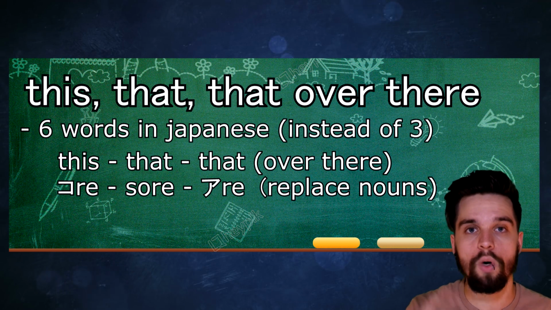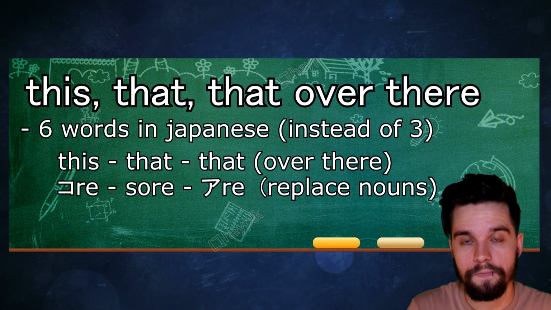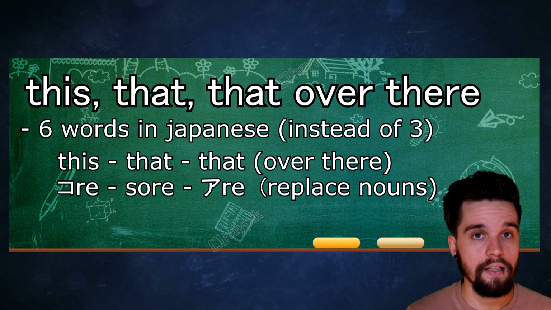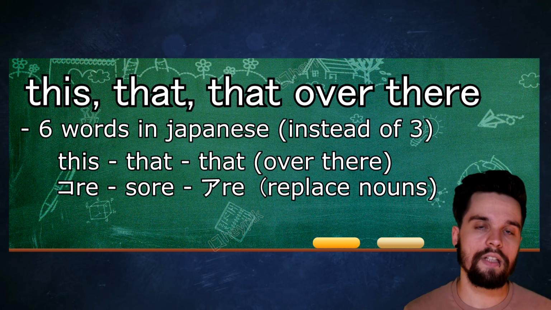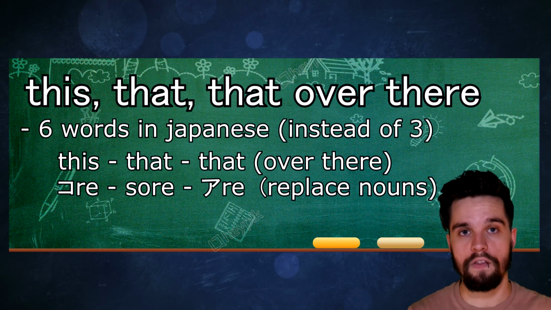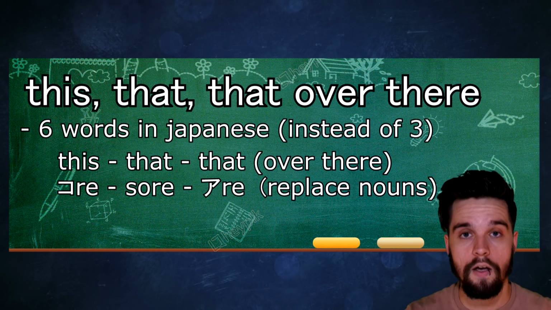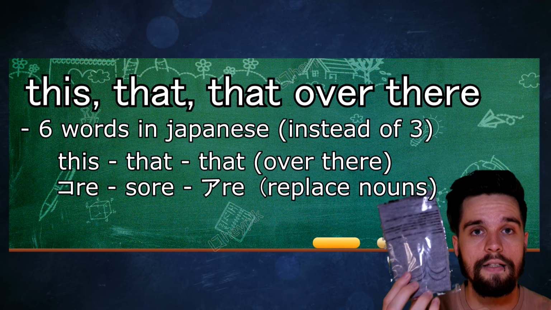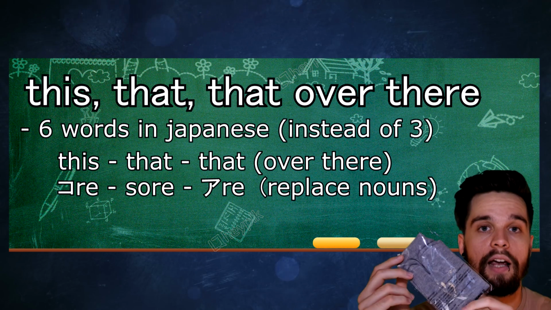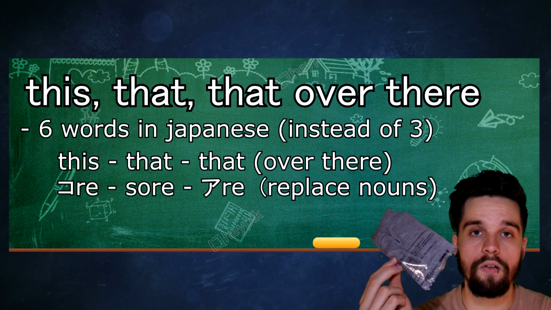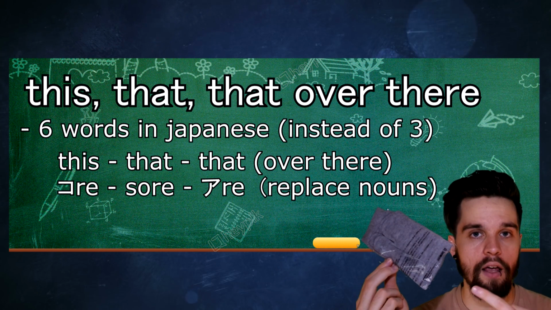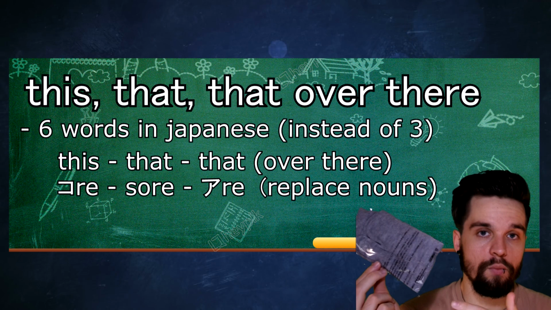If you want to say, what is that? Or what is this? You just say, kore wa nani? Are wa nani? Sore wa nani? So to say this once more, but more in depth. If I hold something, so for example, I'm holding these socks right now. Ignore what kind of socks they are, I got them as a present. So if I want to talk about these, but I don't know the name, I can just say, kore wa nani? which means, what is this?